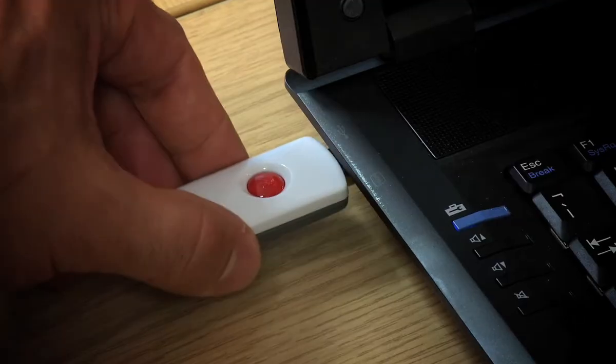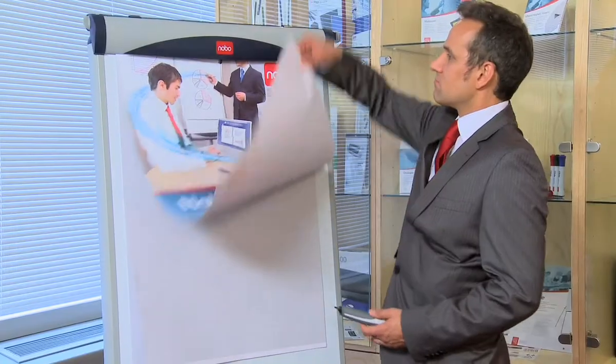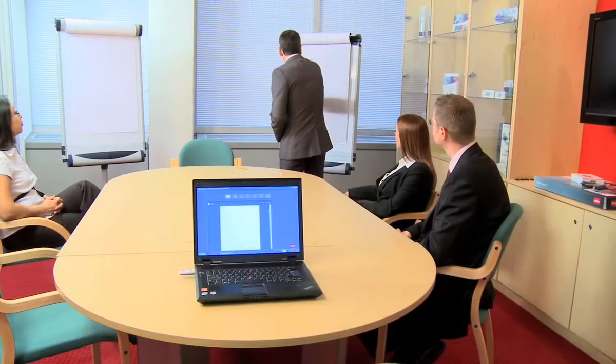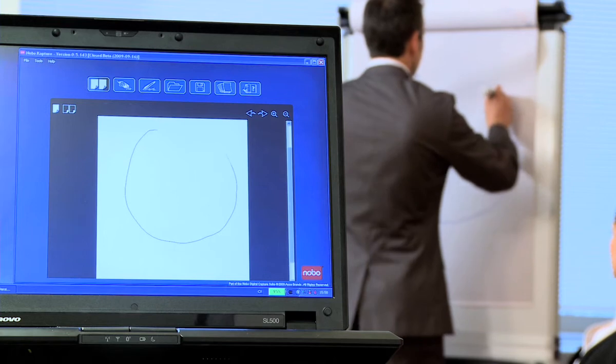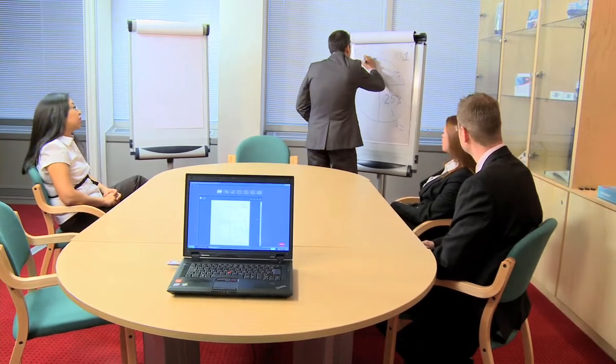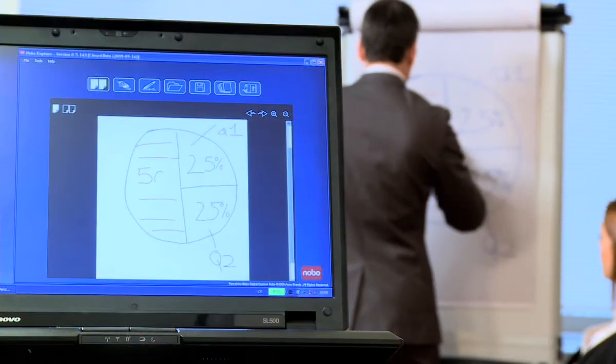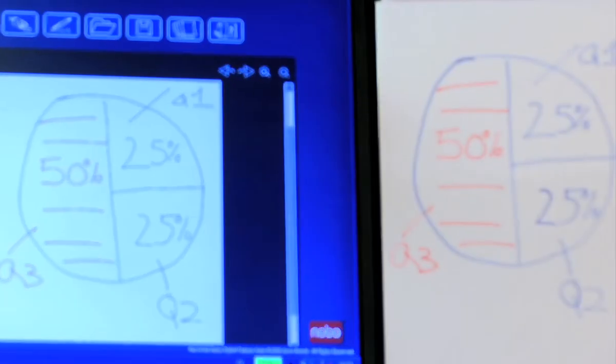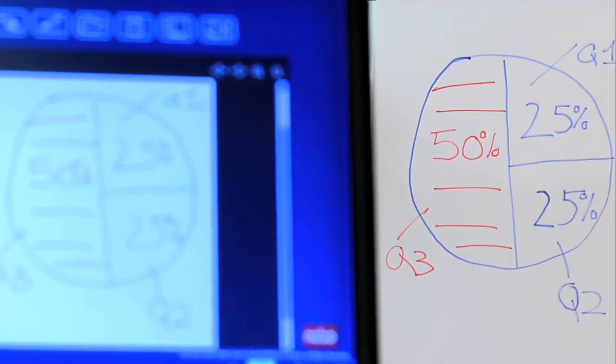Simply install the software from the USB receiver, turn the page of the Nobo Kapture Digital Flipchart pad, and put the Nobo Kapture Digital Marker Pen to paper. Every stroke is transmitted instantly to your PC. What you see on screen is exactly what you wrote. No more typing up pages of notes.